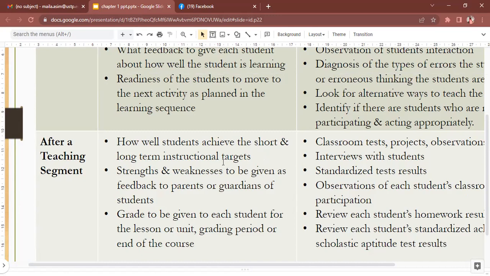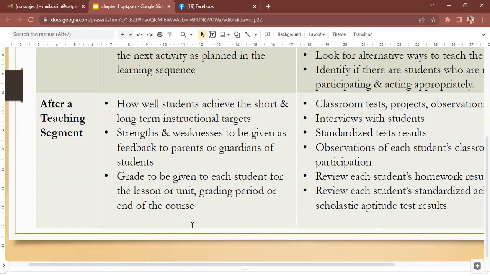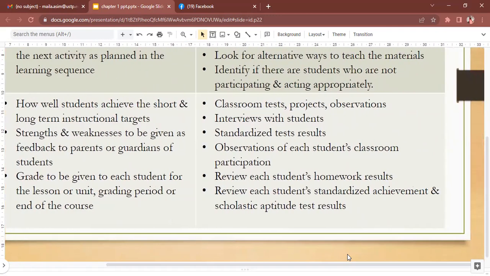Next, strengths and weaknesses to be given as feedback to parents or guardians of students. So those strengths and weaknesses, like, ma'am, this child is very good in my class, but he has one weakness. So that can be given as feedback to the parents. Grade to be given to each student for the lesson unit at the end of the course. So yes, very understandable. After the class we will be able to know what grade to give them.